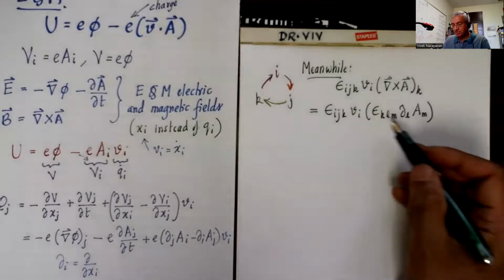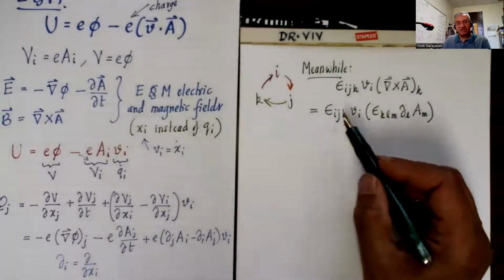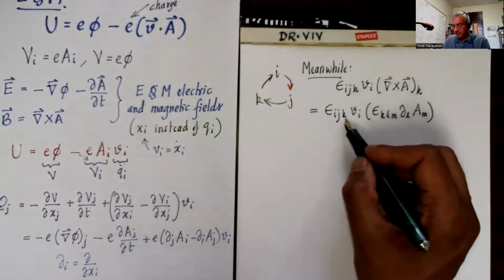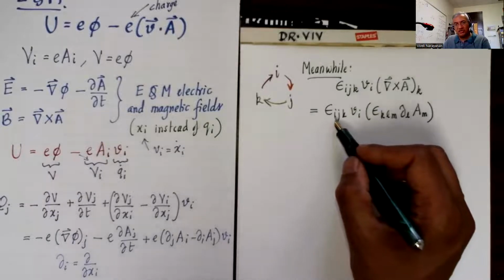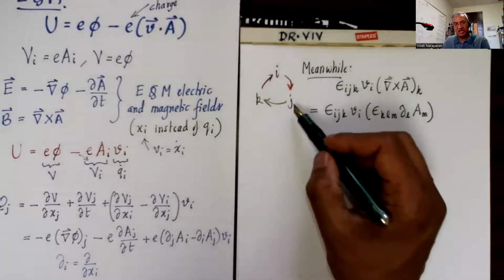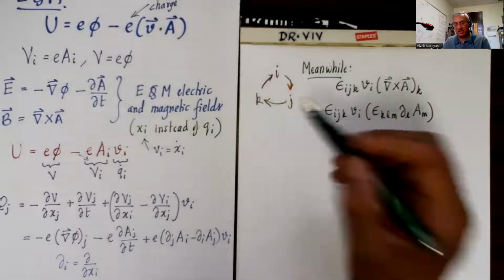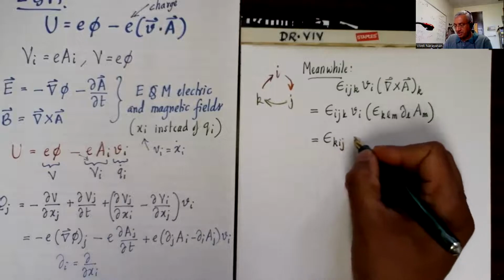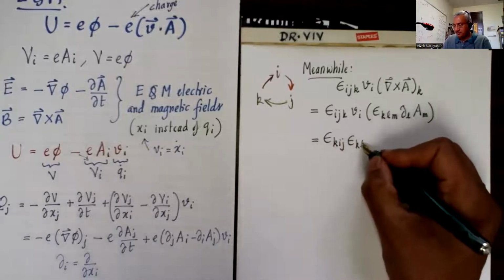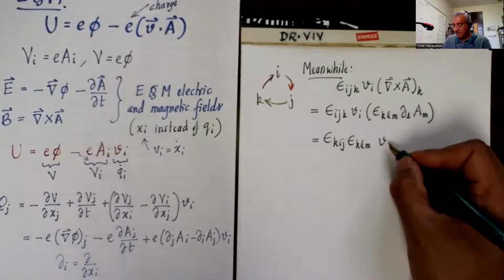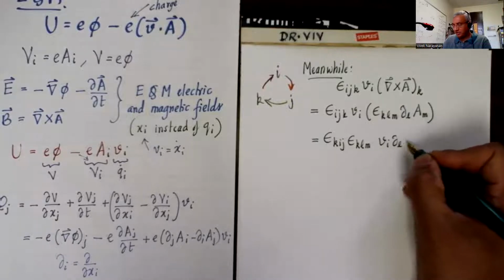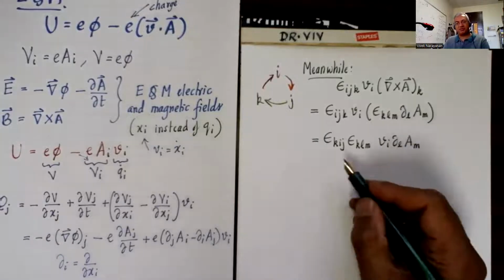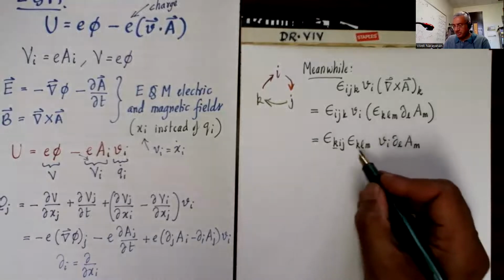Now I can bring the two epsilons together using the magic circle, as I do so to bring the index K in the front. So IJK is the same as JKI is the same as KIJ. So that's what I'll do. Epsilon KIJ, epsilon KLM, and then I have VI del L AM. The advantage of doing this is now we can use the double epsilon identity.